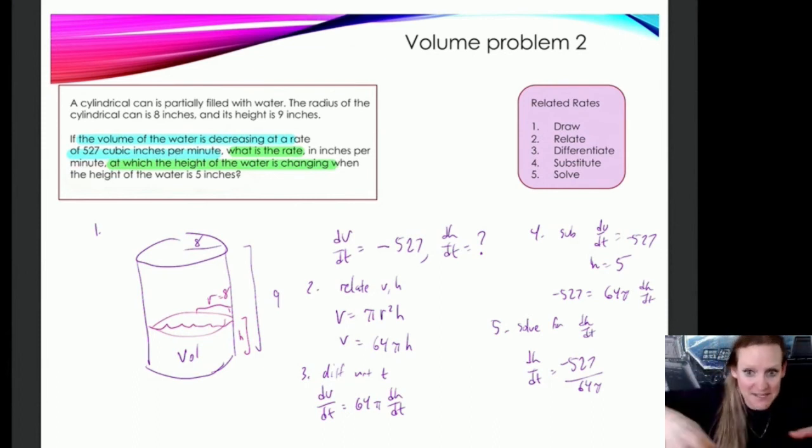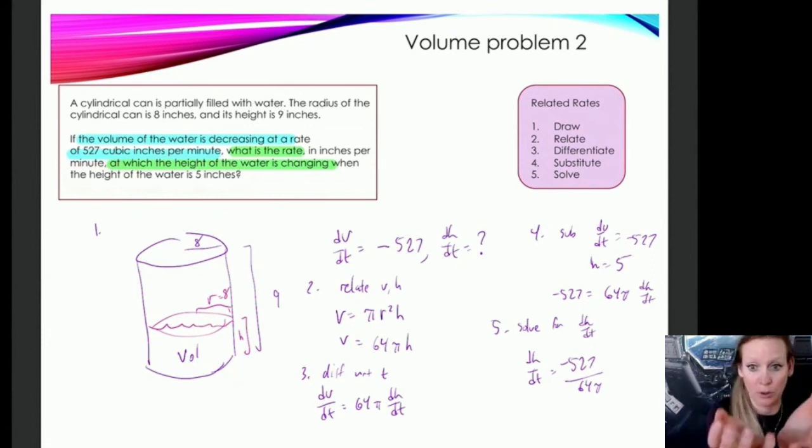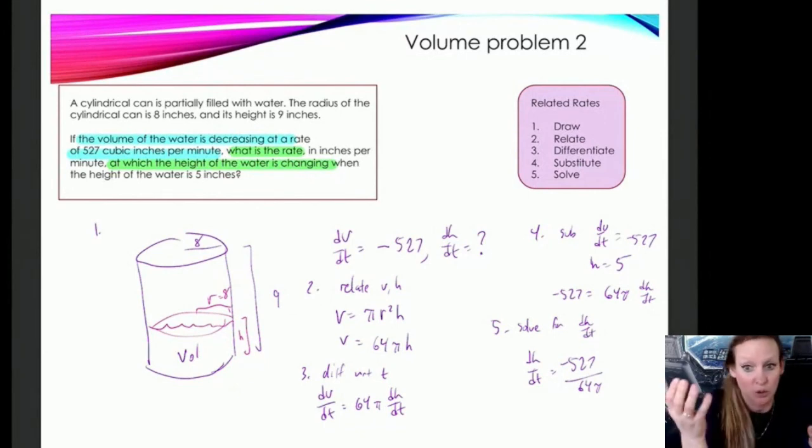If this was a vase, think about filling up a vase for flowers where there's a bulb at the bottom. Have you ever had the experience where you're filling up the vase and it's going pretty slow, but then you turn the water up and all of a sudden water comes flying out of the top of the vase, because it tapered down and was really skinny at the top? Have you ever had that experience?